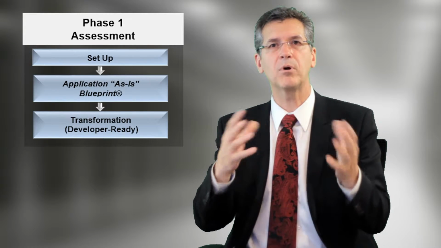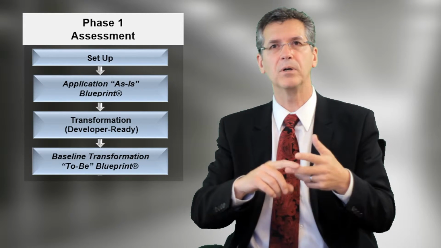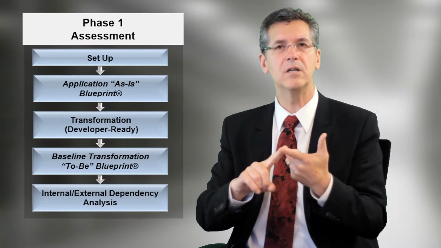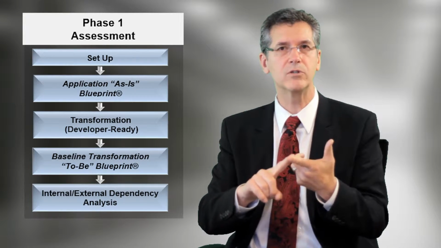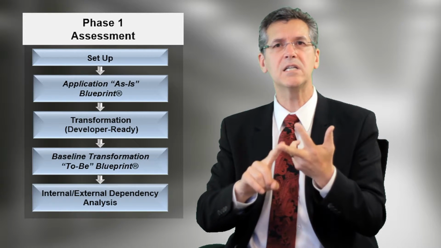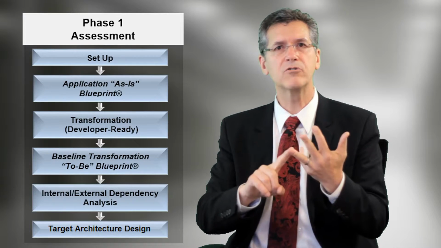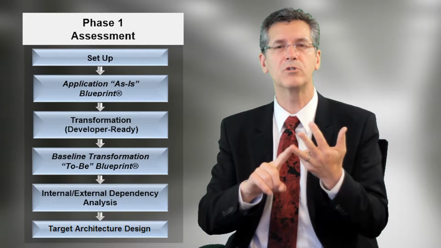And we'll begin a process with that application blueprint of identifying all the external and internal dependencies that need to be identified and dealt with during the course of the transformation. And we'll create a detailed target architecture design plan, which will output transformation specifications that we'll use to feed the second phase. Now, the second phase is going to be the transformation phase.